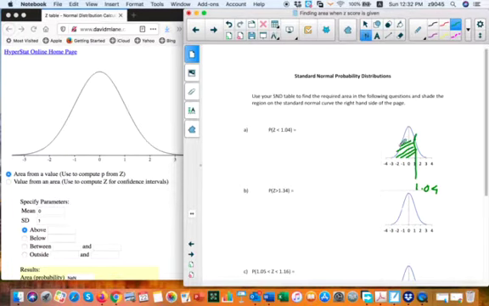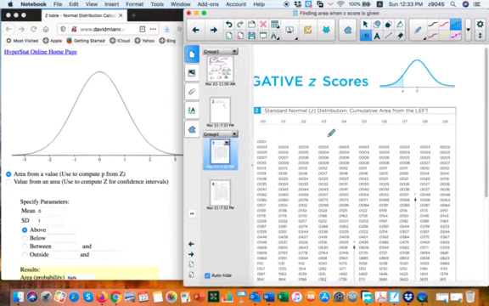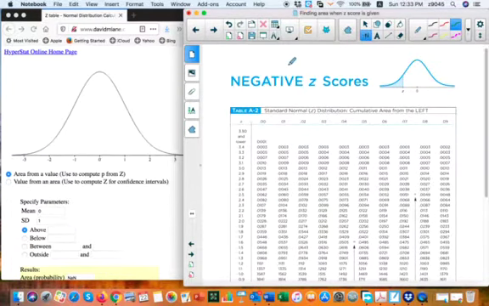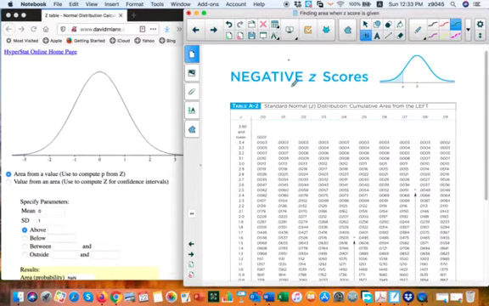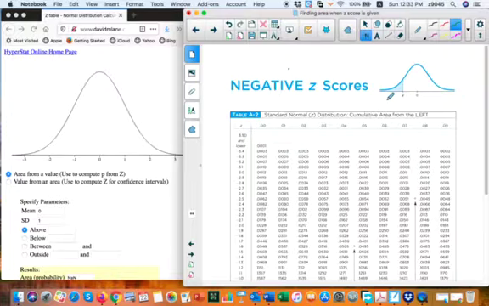I'm shading the left region because the standard normal distribution table gives us probabilities only for the left area. We can also make that out from the table. This is a standard normal table, and in this table we have two pages. One is for the negative z-scores and the next page is for positive z-scores. We already know that this standard normal distribution has the z-scores equally divided into two regions. This is where we have the negative values of z-scores and this is the positive values of z-scores.